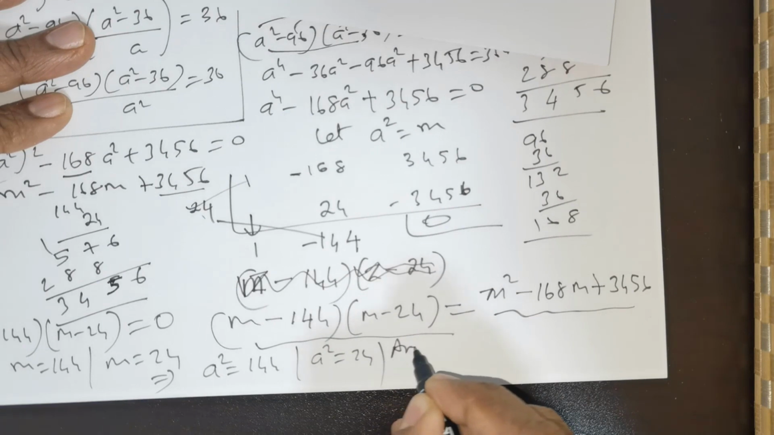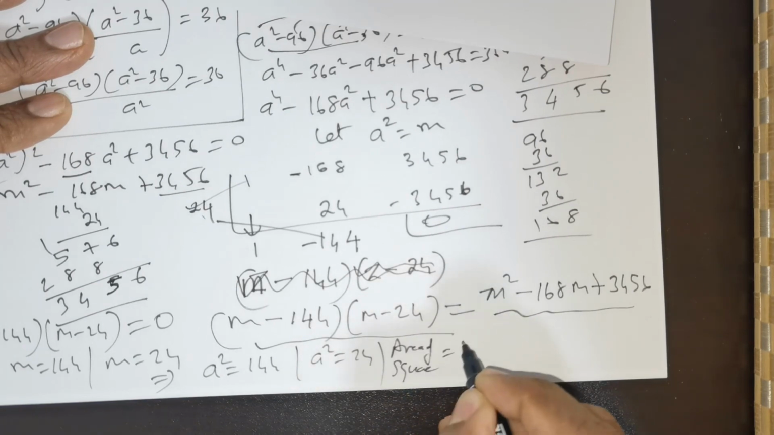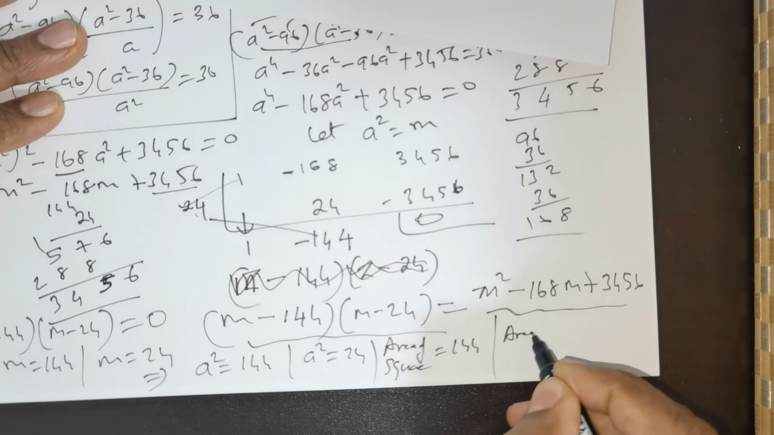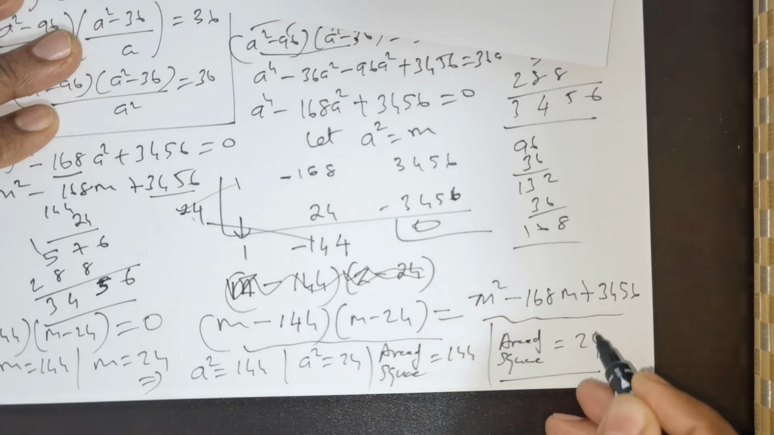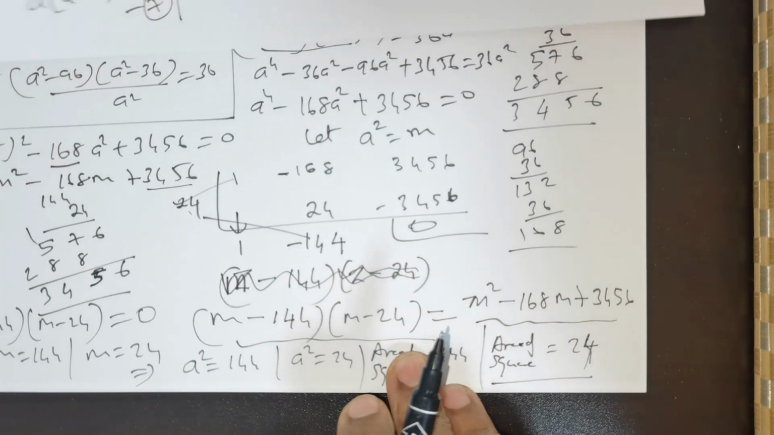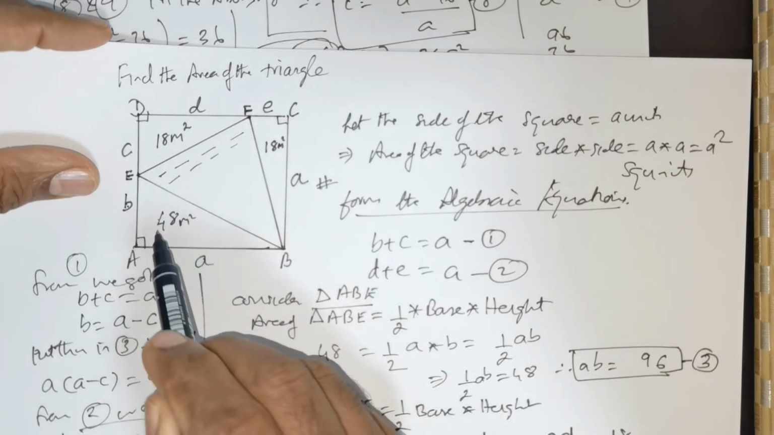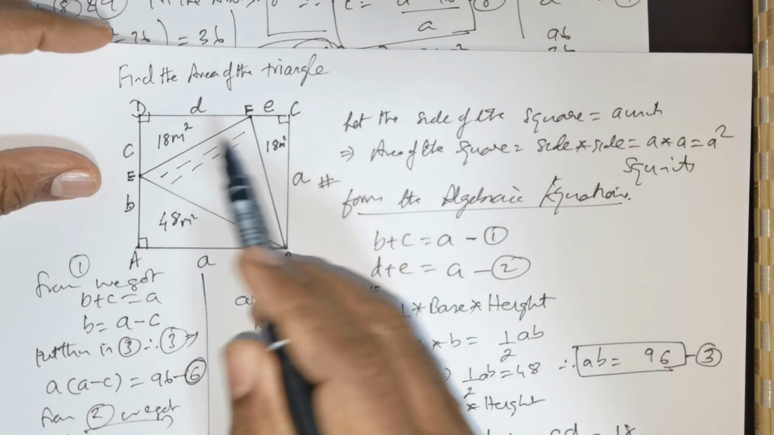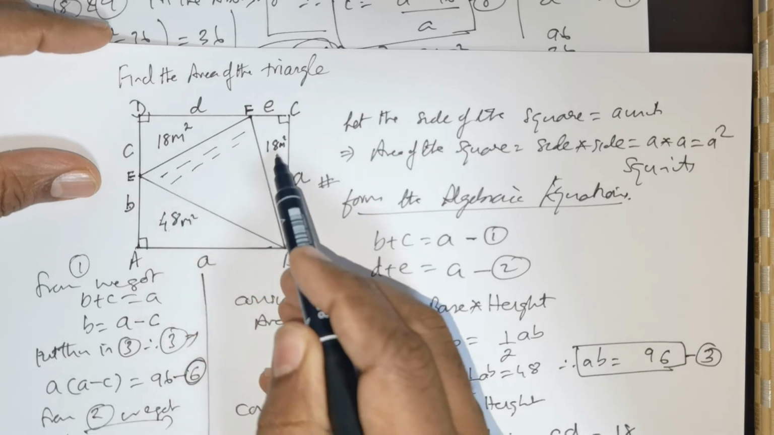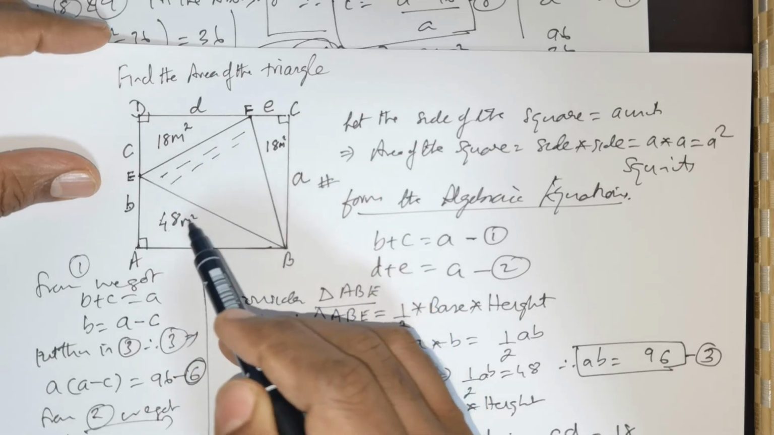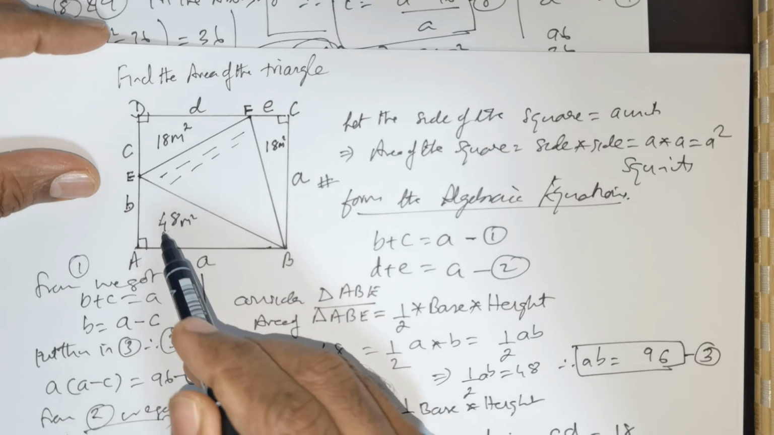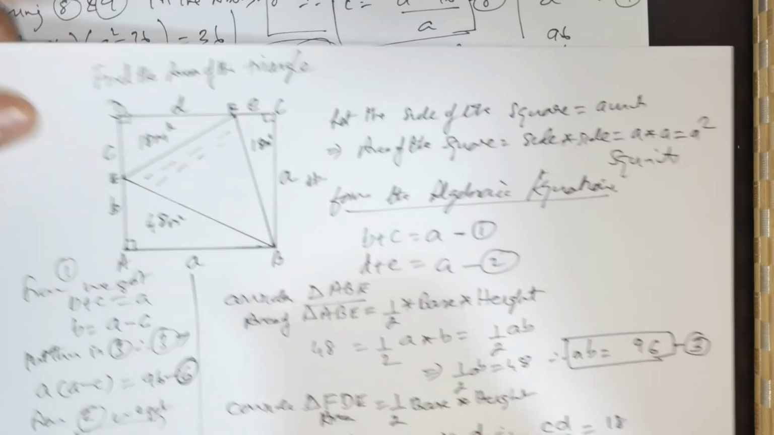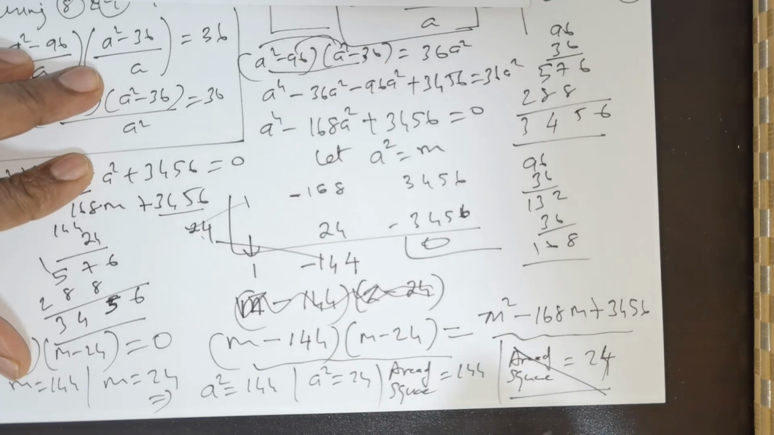This means the area of the square is equal to 144, or the area of the square is equal to 24. Now you tell me, can the area of the square be equal to 24? Is it possible? Go back to the figure. This square has 3 or 4 triangles. 3 of the triangles have areas of 48, 18 and 18. How is it possible for a square with total area of 24 to contain triangles whose areas are 48, 18 and 18? Not possible. So this is dropped, and this is alone taken.